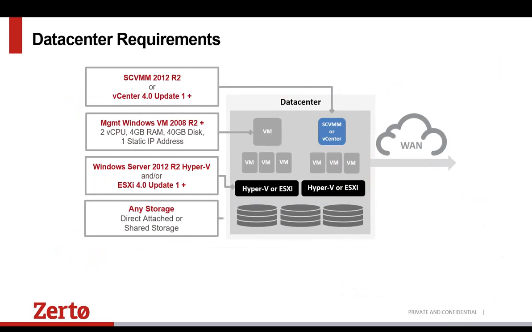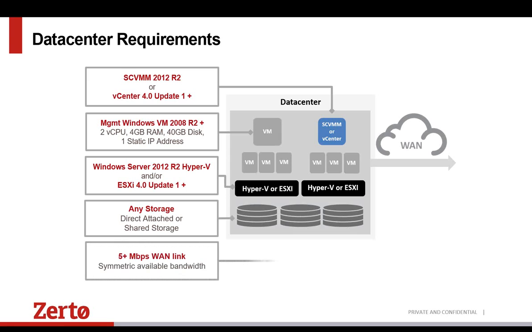In terms of the storage, because Zerto is software only, you can use any direct attached or shared storage. It doesn't matter whether it's EMC, Dell EqualLogic to local disk or NetApp. From a Zerto perspective, it really doesn't matter. And then finally, in terms of the bandwidth between the sites, you need a 5 meg link both up and down as a minimum for the replication traffic.